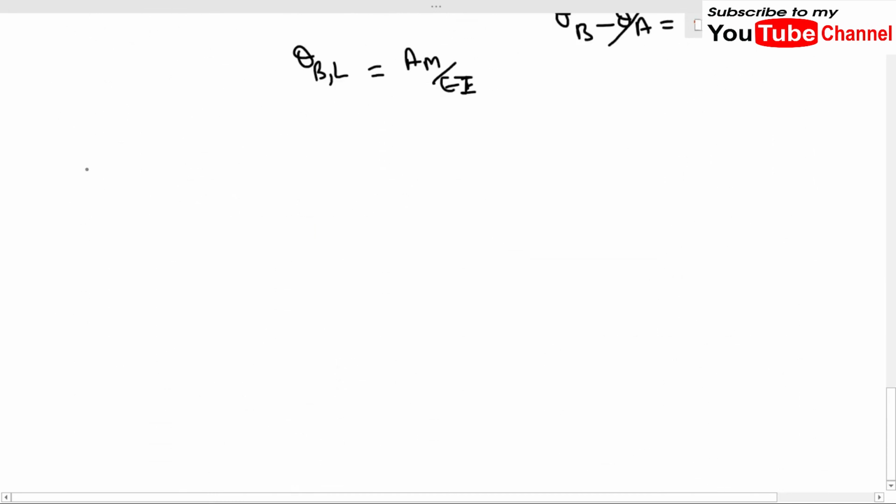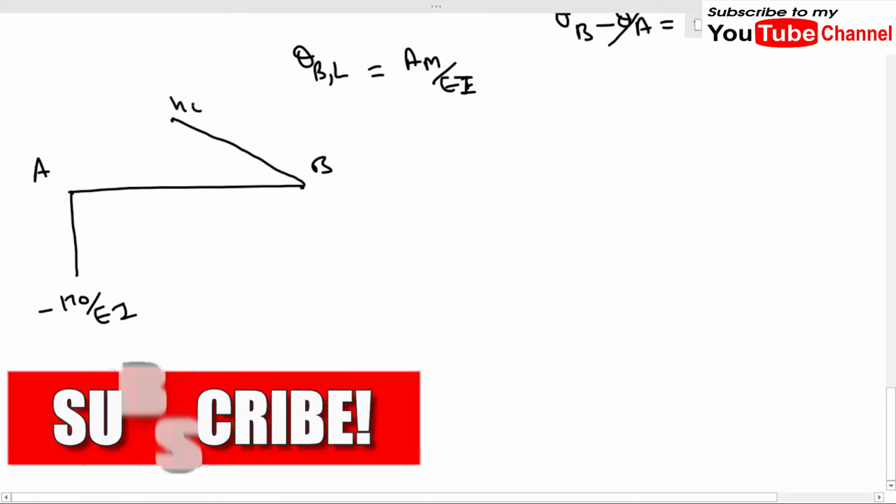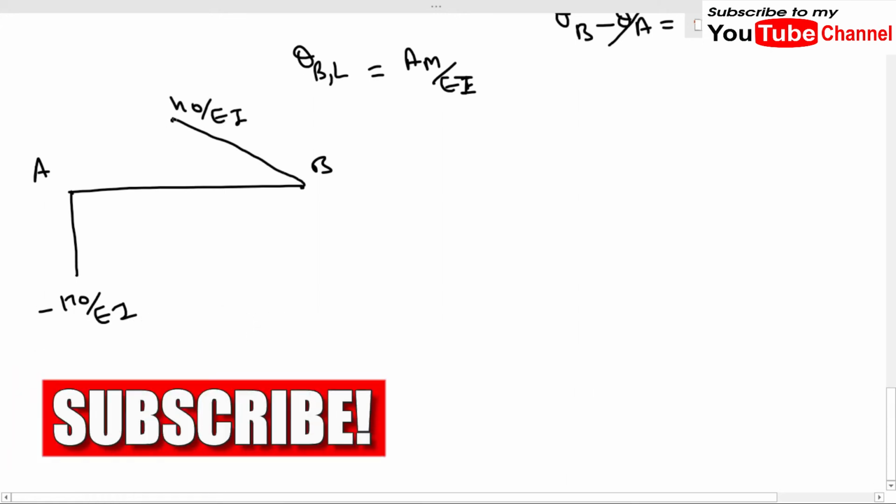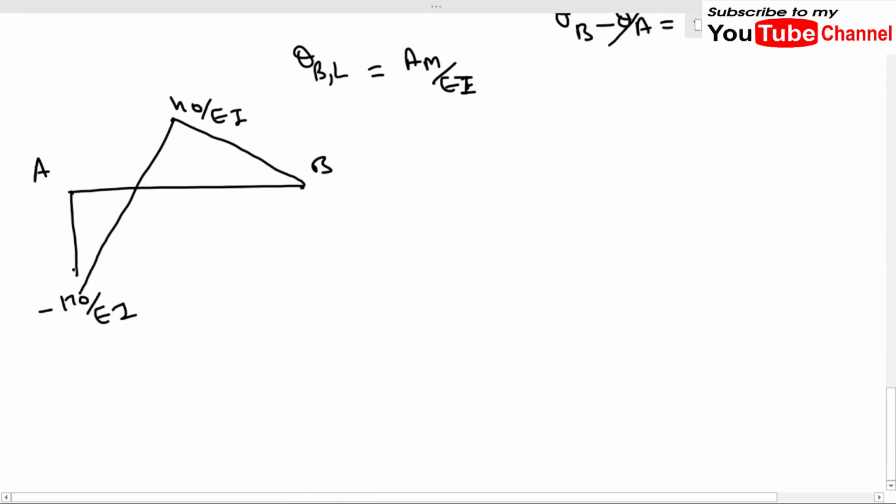I am drawing the bending moment diagram again here for convenience for portion AB. This is our B and this is A, and here the value was minus 170 upon EI, and at some point it was 40 upon EI. So it will meet this point somewhere here, and we don't know what this value is.